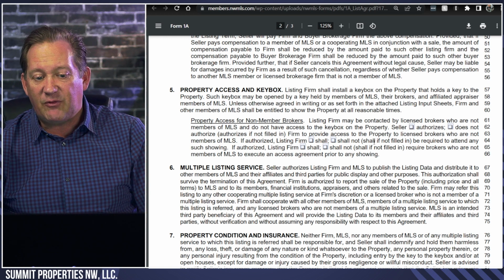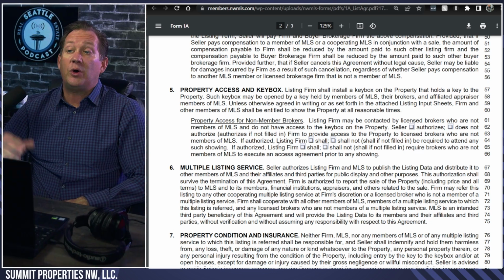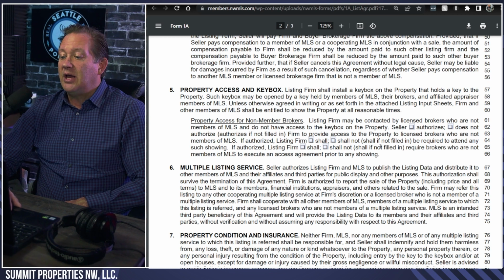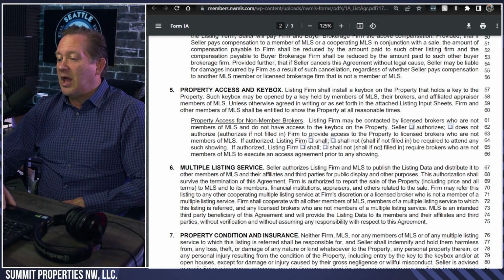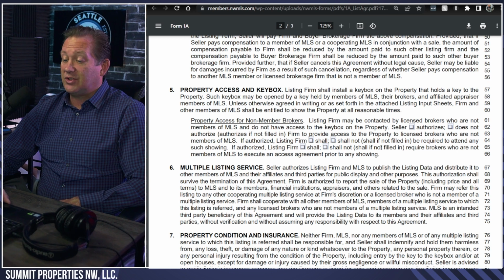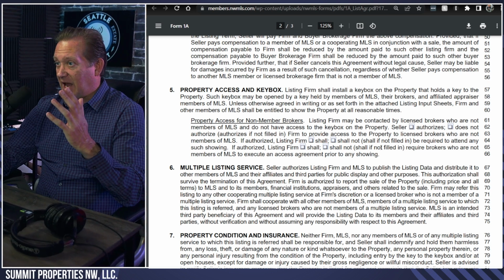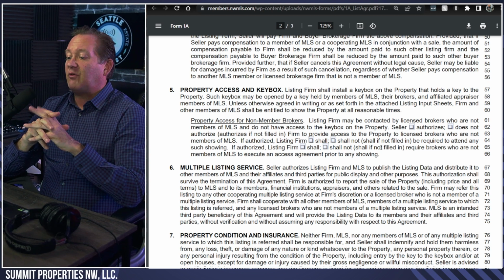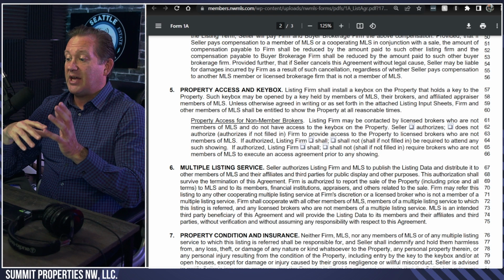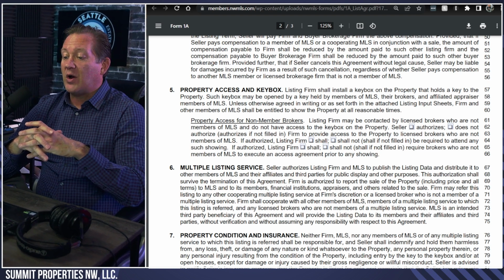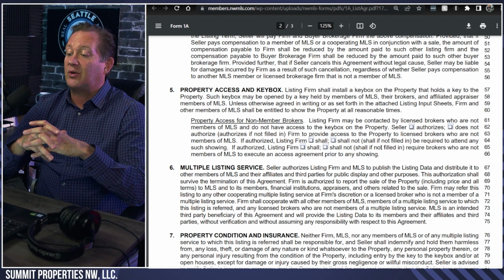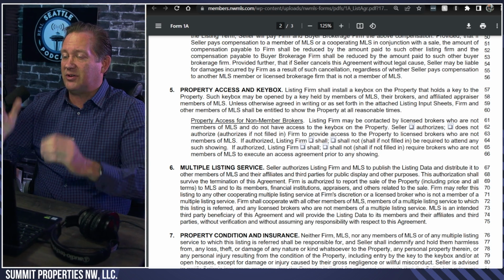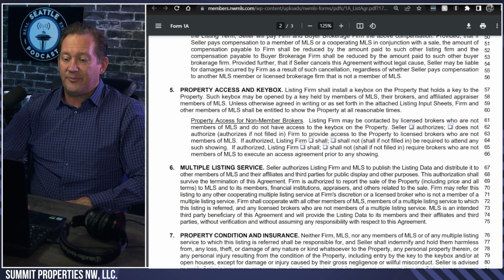If authorized, listing firm shall or shall not, those are the 2 boxes you can check, be required to attend any such showing. You're just describing, okay, you've got to be there or not, and you're working that out with your seller. If authorized, listing firm shall or shall not, yes or no, require brokers who are not members of the MLS to execute an access agreement prior to any showing. Basically just outlining, all right, you're going to show this place, here's what we expect.